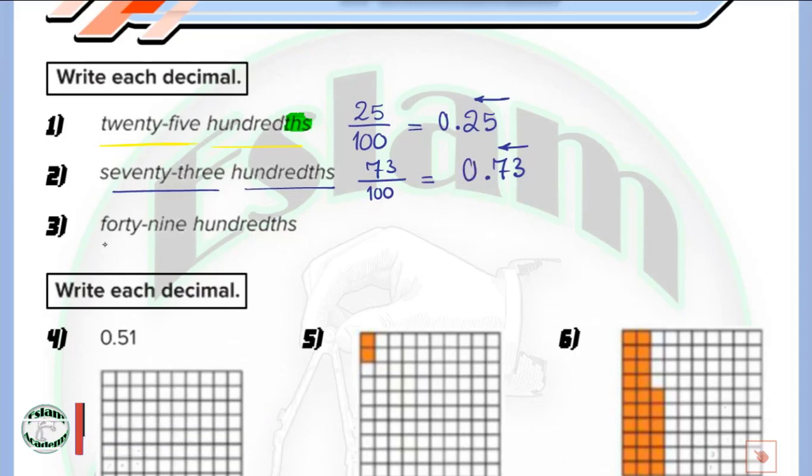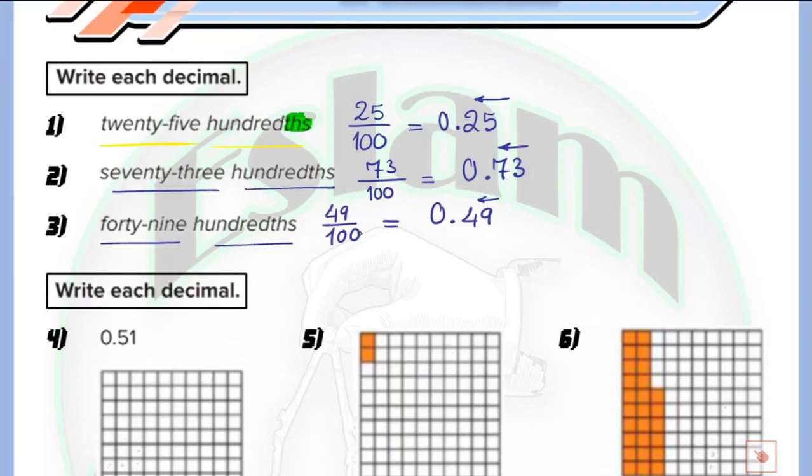In question number 3, we have forty-nine hundredths. Because we have 49, it will be up. And 100 will be down. 49 is the numerator. Because we have 100 down, I will start counting from the right two digits, then put the decimal point. We count two digits because we have only two zeros in 100. When we are talking about 10 as the denominator, we count one digit from the right. Suppose that we have 1000 down, I will start counting three digits.